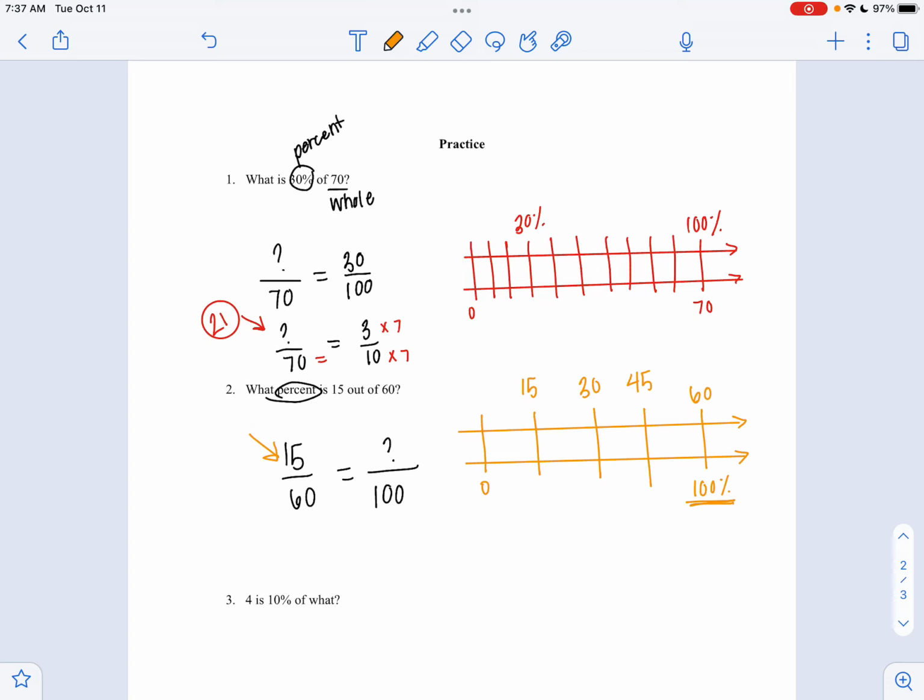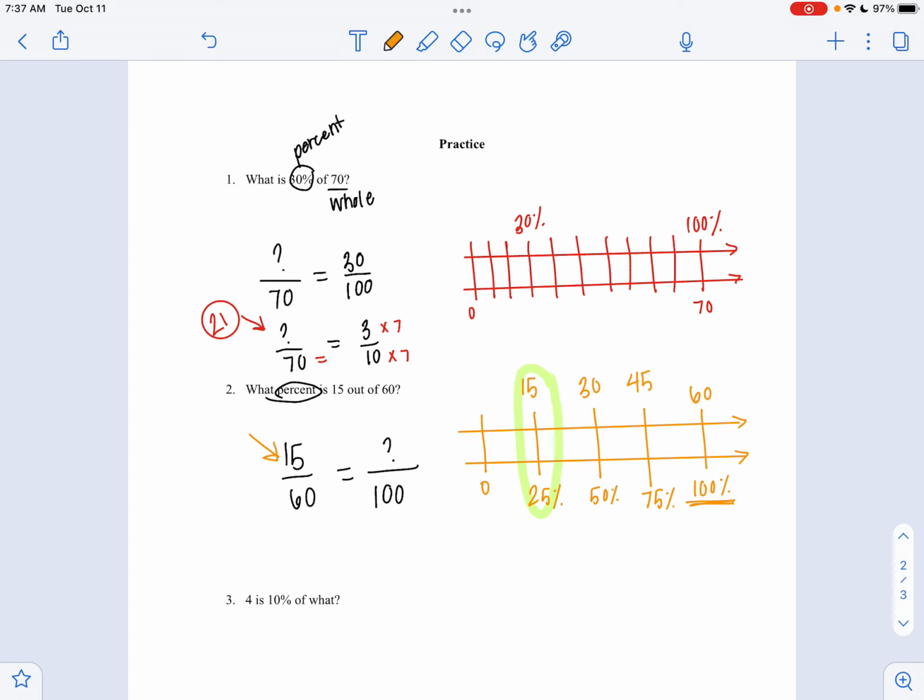Now, I know that I'm splitting up 100 into 1, 2, 3, 4 equal groups. So I'll divide 100 by 4 to count by 25%. And I can see on my number line that 15 is 25%.